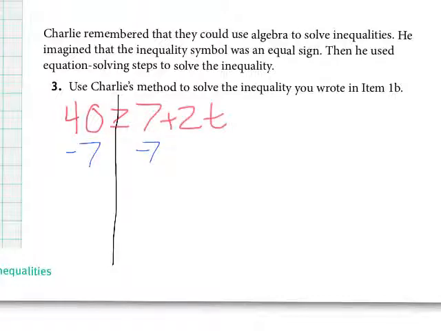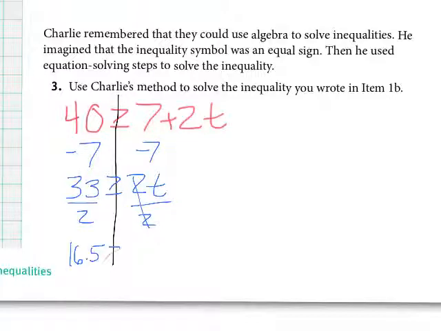Remember, an opposite operation to go opposite sides of the inequality sign. So 40 minus 7 is 33, is greater than or equal to 2T. I divide by 2 on both sides just like I would in an equation. And I get, what's that, 16.5? Yep, is greater than or equal to T.